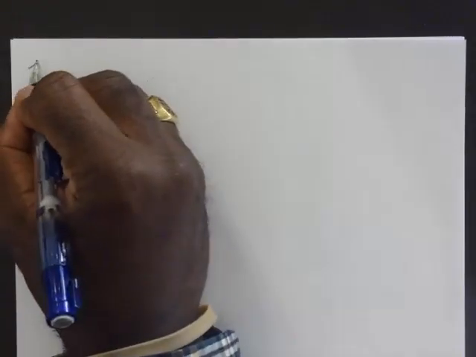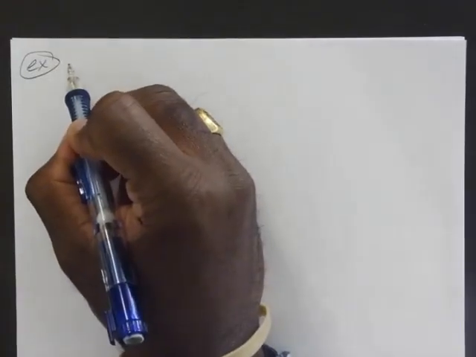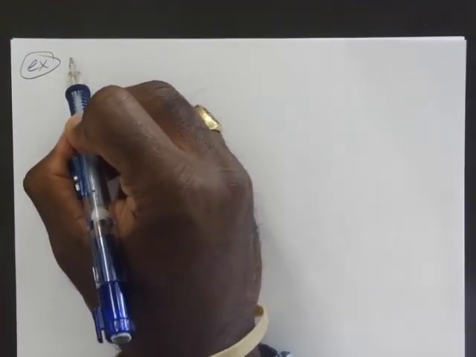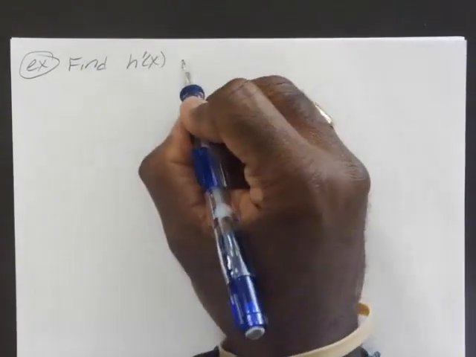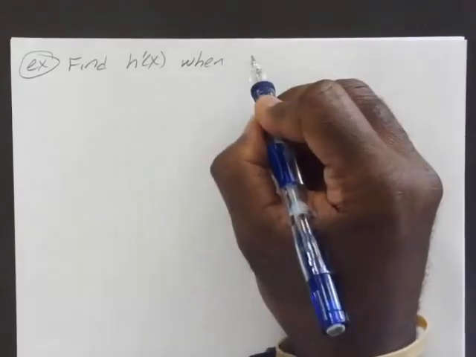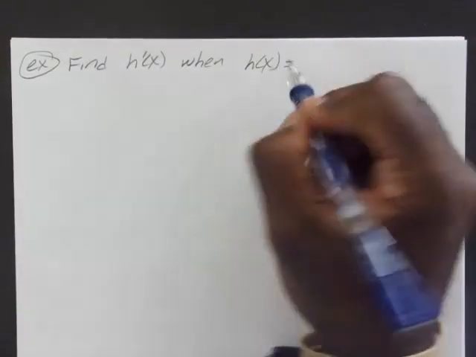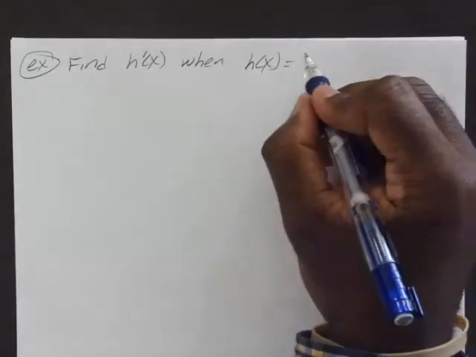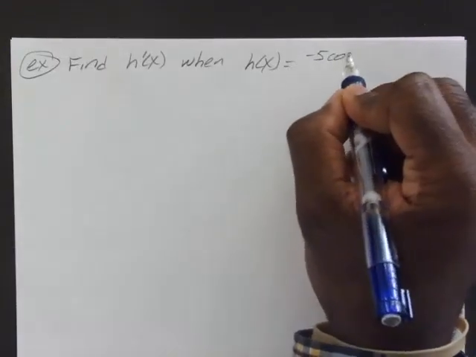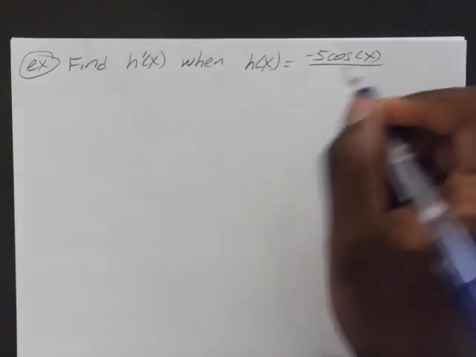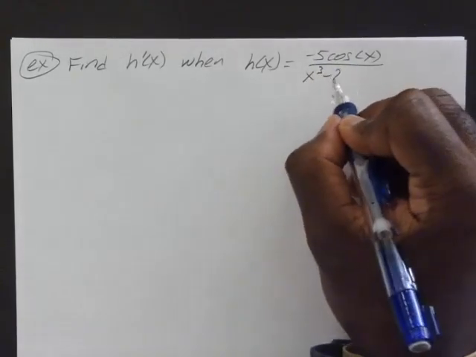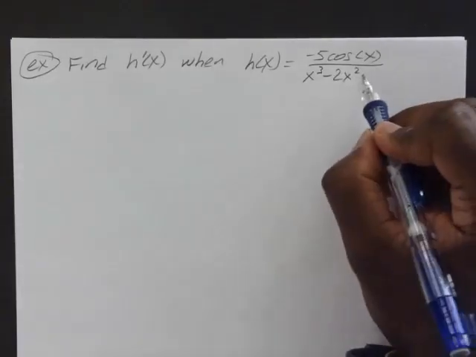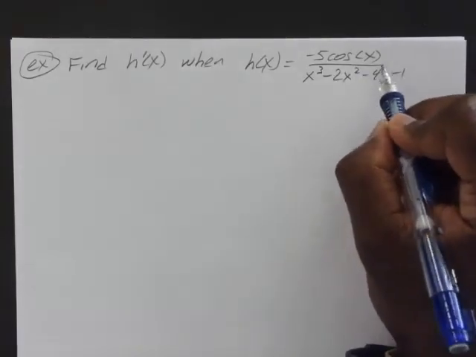All right, so let's say, for example, let's say we wanted to find h prime of x when h of x is equal to negative 5 times cosine of x divided by x to the third power minus 2x squared minus 4x minus 1.